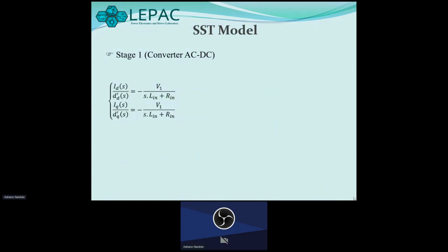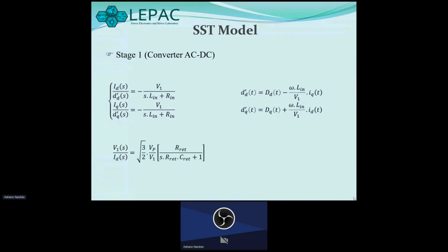This is the dynamic equation of the converter. It relates the input current of the converter with the duty cycle. There are the equations for the coupling of the direct axis and quadrature axis variables. The output voltage of the converter depends on the direct axis current and is dynamically related through these equations, the capacitor charge dynamics.